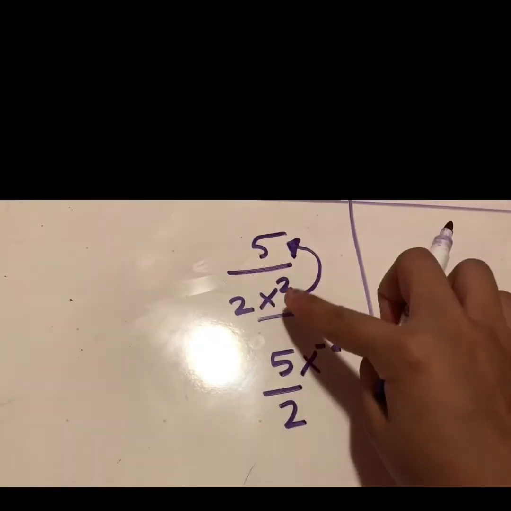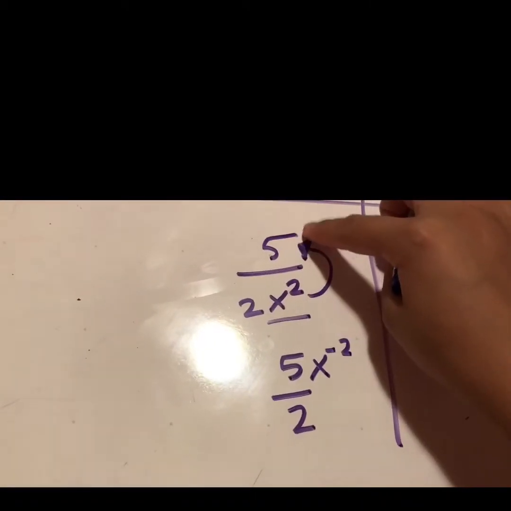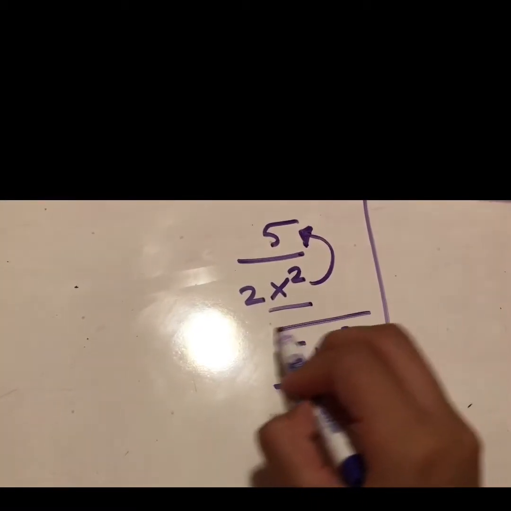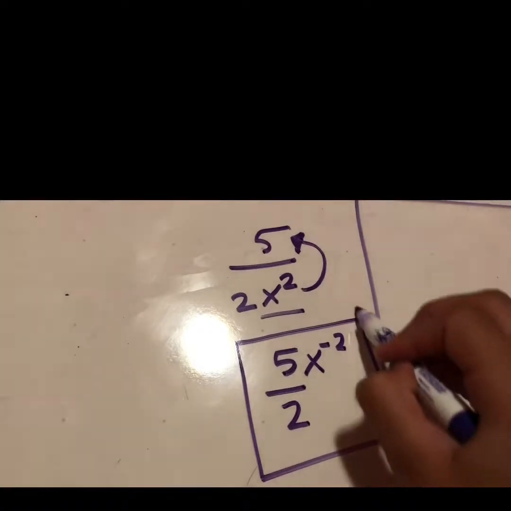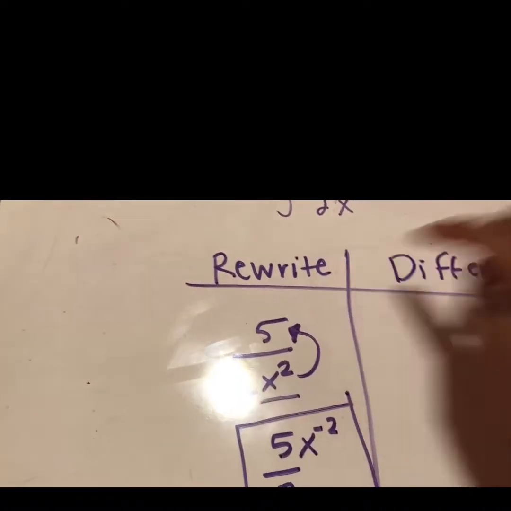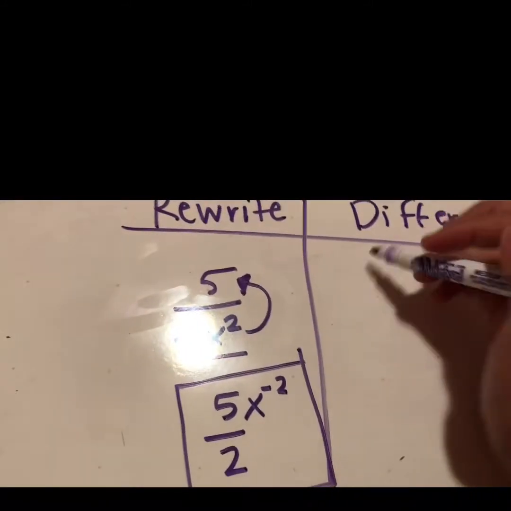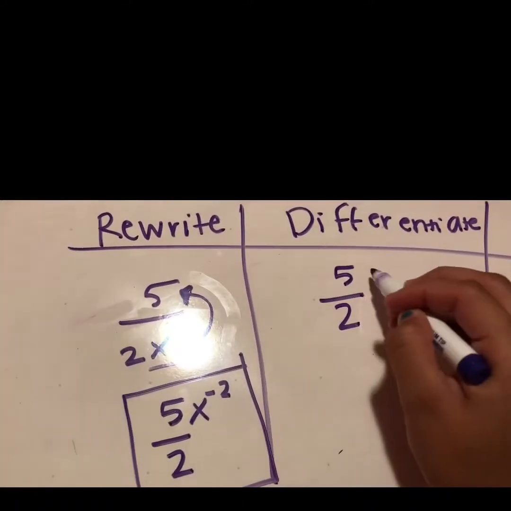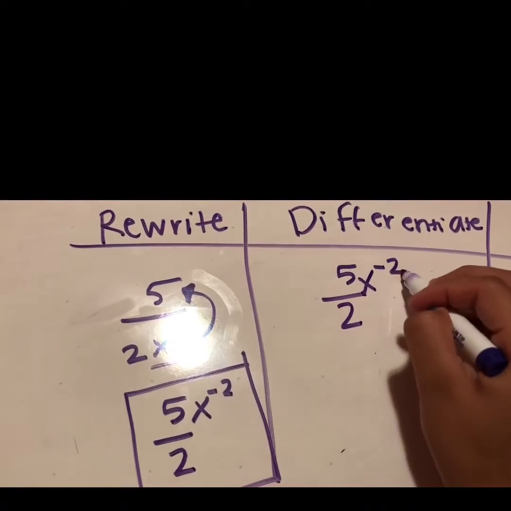And this is what happens as well. If the x squared was on top and it were to move to the bottom, it would become negative. So this here is our rewritten part. Now to differentiate, we're going to use this one and just move it up here. So we're going to have 5 over 2 x to the negative 2.